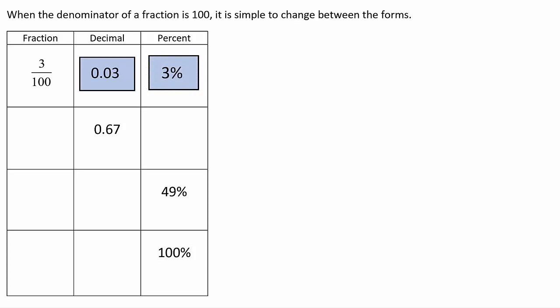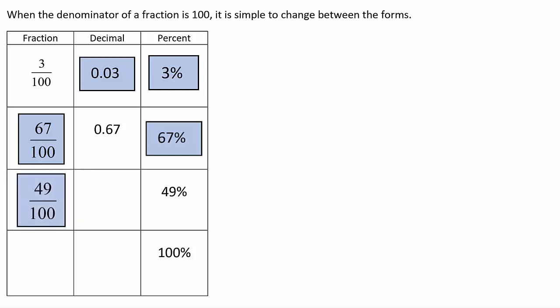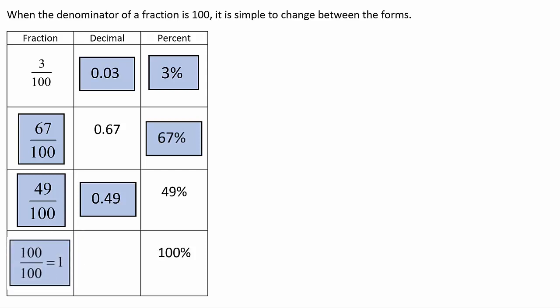Decimal, 0.67. So that's 67 hundredths. As a fraction, 67 hundredths. As a percent, 67%. All right, we got 49%. So percent means out of 100, so 49 hundredths. As a fraction, 49 over 100. As a decimal, 49 hundredths, or 0.49. 100%. So that's 100 over 100, which reduces to 1. So as either a fraction or a decimal, 100% is 1.